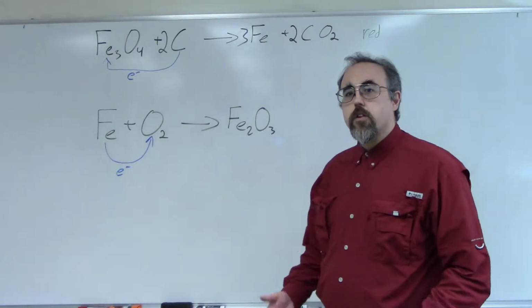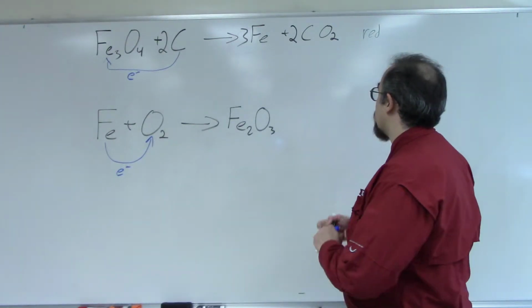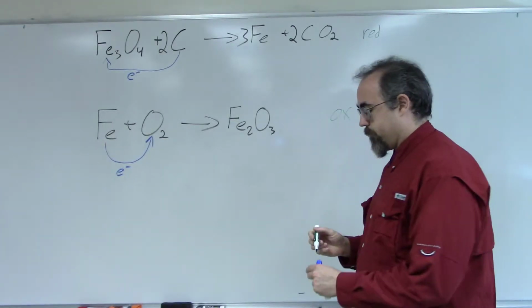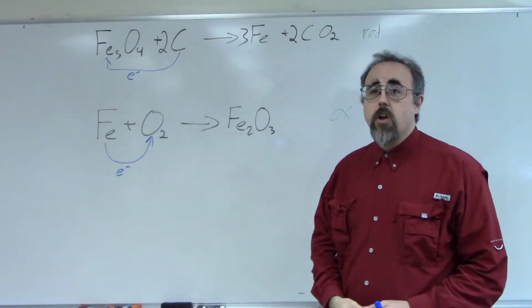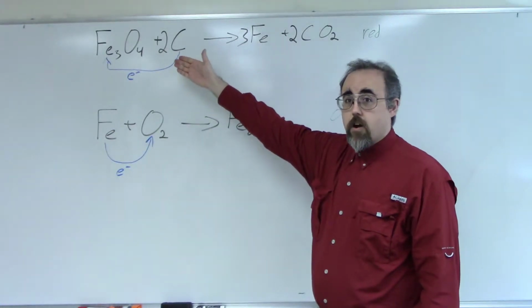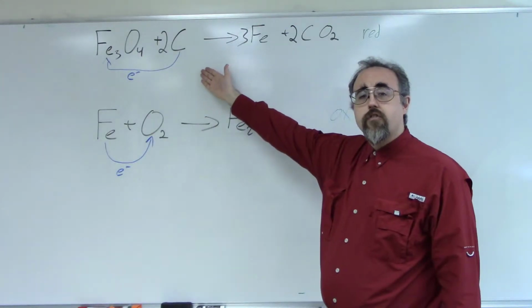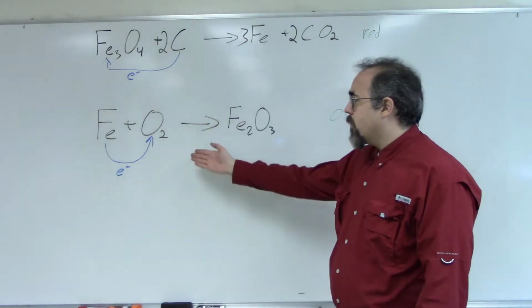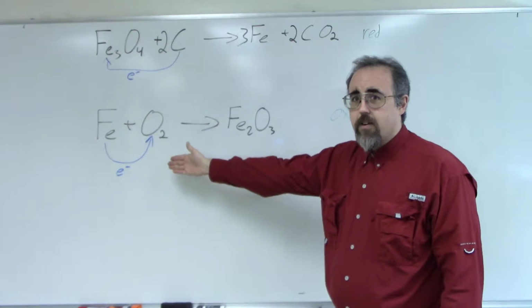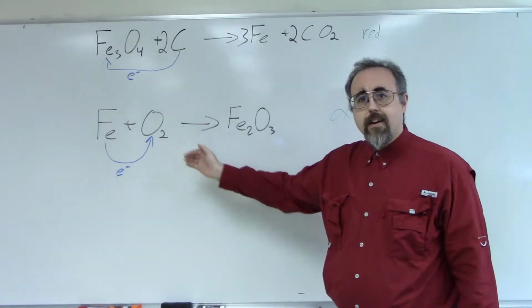The process of losing electrons we started calling oxidation, or for short, ox. Now, if you're following along, you should quickly notice that with respect to the iron, this reaction is reduction, but with respect to the carbon, this reaction is oxidation. Likewise, this reaction with respect to the iron is oxidation, but with respect to the oxygen, it is reduction.